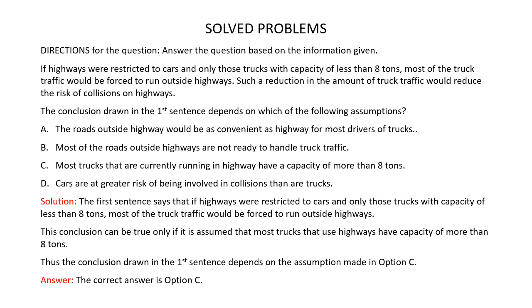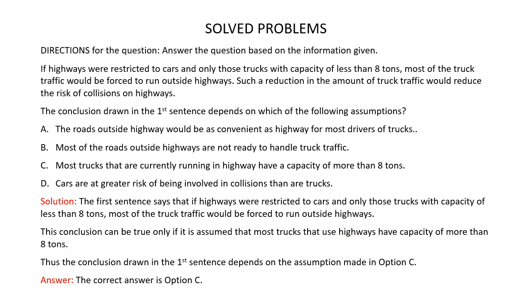So here the first sentence says that if highways were restricted to cars and only those trucks with capacity of less than 8 tons, then most of the truck traffic would be forced to run outside highways. Now this conclusion can be true only if it is assumed that most trucks that use highways have a capacity of more than 8 tons.